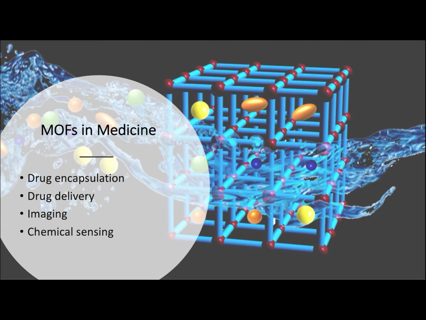MOFs in medicine. Because of their high porosity and the possibility to tune structure and composition, applications of MOFs in biomedicine include drug encapsulation, drug delivery, imaging, and chemical sensing. In terms of drug encapsulation, which is what our research articles mainly focus on, MOFs are used as matrices to load a specific drug. For this specific application, MOFs are kind of a game changer because of their highly porous structures. MOFs have extremely high drug loading volumes.